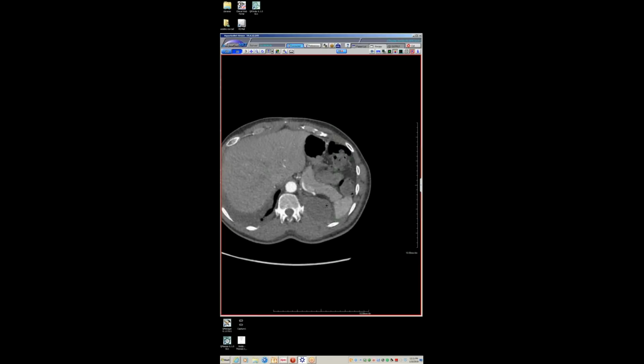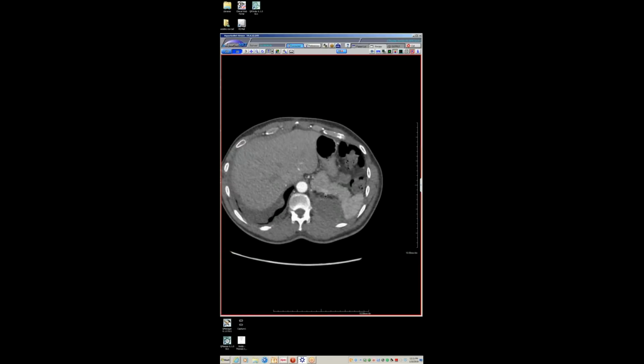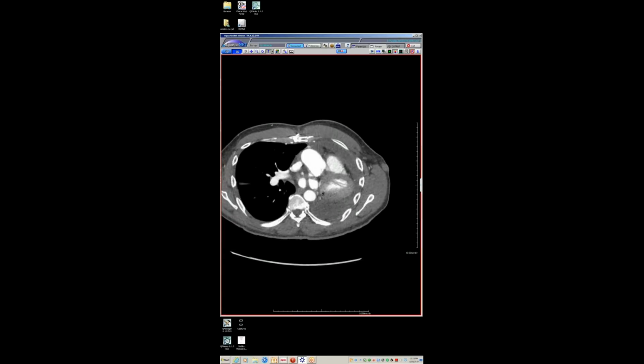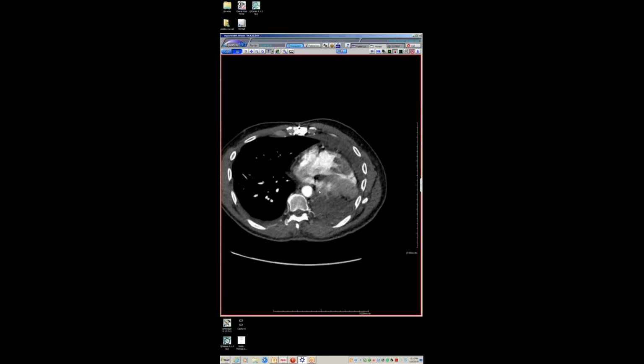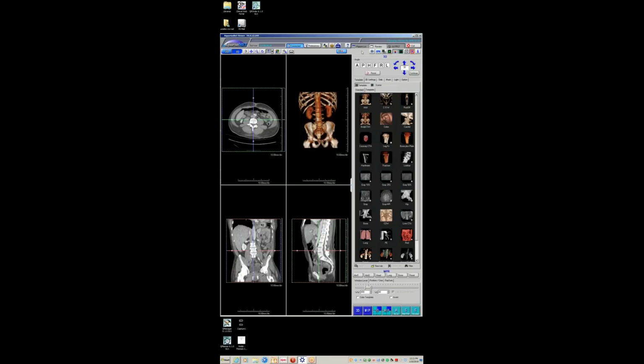You can see that he has Mets. There are multiple Mets, there's just Mets all over the place. But if we look at the heart, we see that there is this Met within the heart. Now, this is literally, let's see here. So this is a month later.